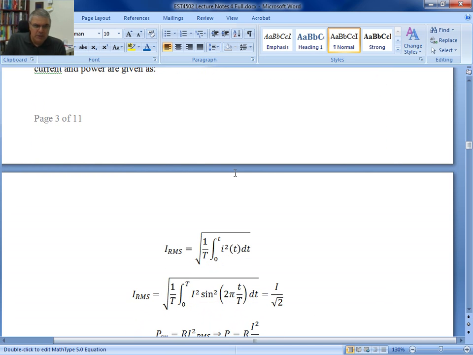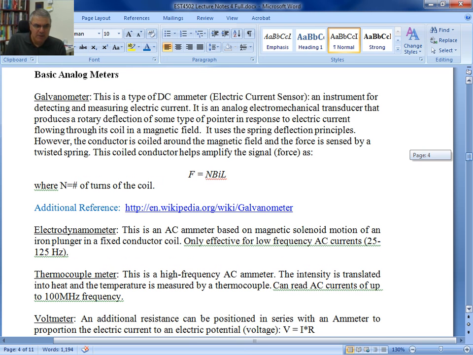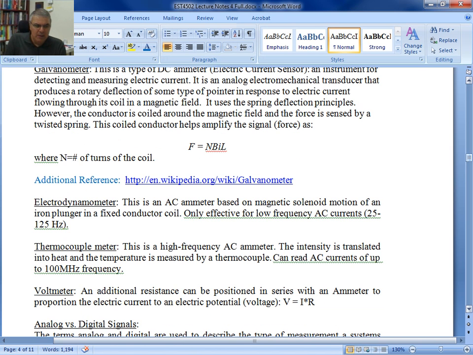Going back to our formula under discussion, F can be calculated as such, knowing the number of turns of the coil. There are also additional references that are provided here. That is in Wikipedia. I found that particular topic to be pretty credible.